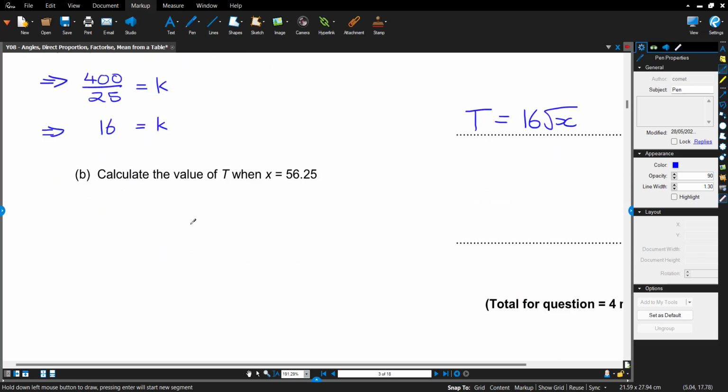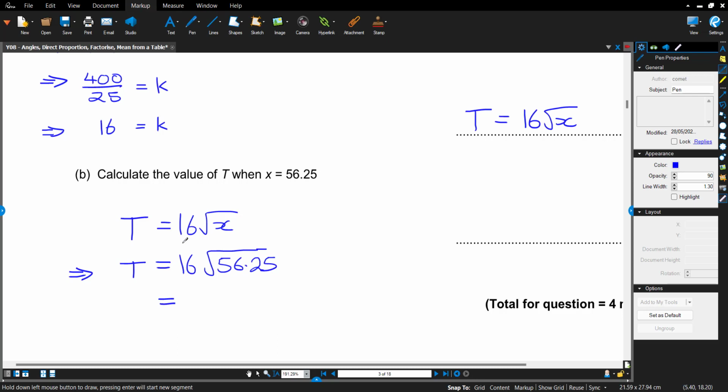Calculate t when x is this. Again, it's just substitution. So t equals 16 root x. That implies t equals 16 root 56.25. I'm guessing this is going to be like 7.5 or something. So it should be like 100 and something, 106, I don't know. So 16 root 56.25, 120, there you go.